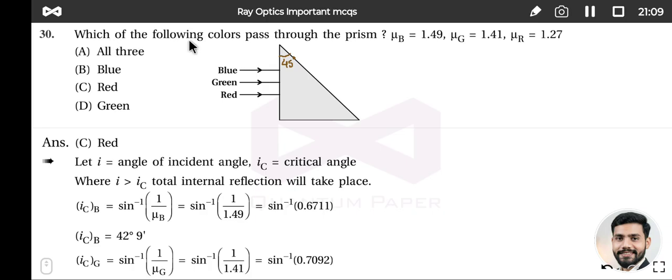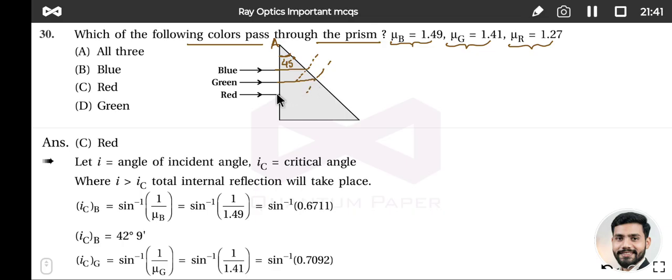Which of the following colors pass through the prism? That is the question. The refractive indices of blue light, green light and red light are given. And one more thing is given, the angle of prism, let's say A, which is 45 degree. So which light out of these three will pass through the prism? If we look at this ray, it is entering perpendicular to the surface, so it will enter directly straight. After that, we draw the normal line here, for green also and for red.